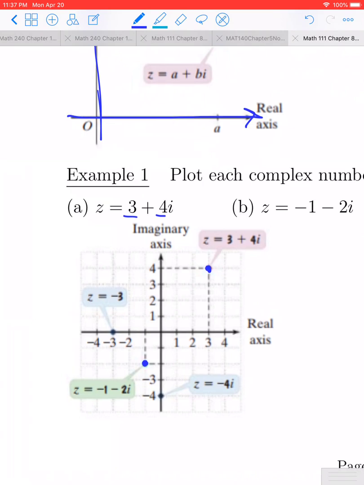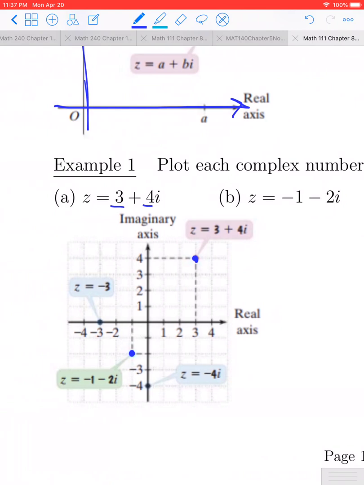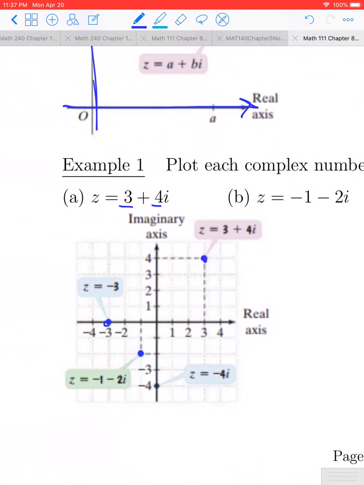Z equals negative 3, which we can also think of as negative 3 plus 0i, would have us going left 3 units along the real axis, and then we wouldn't go up or down any. And then lastly, negative 4i, which is the same thing as 0 minus 4i, has no real part, so we don't go left or right any. We simply go down 4 units on the imaginary axis. This would be the plot of z equals negative 4i.